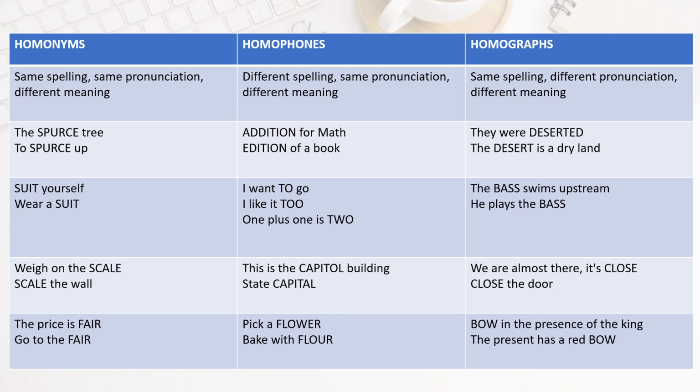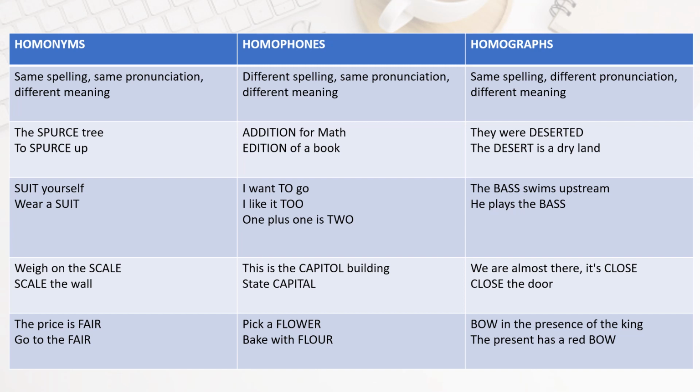On the second column for homophones, we have these three words. So they should be of different spelling but same pronunciation. So we have I want to go. I like it too. 1 plus 1 is 2. So different spelling, same pronunciation.